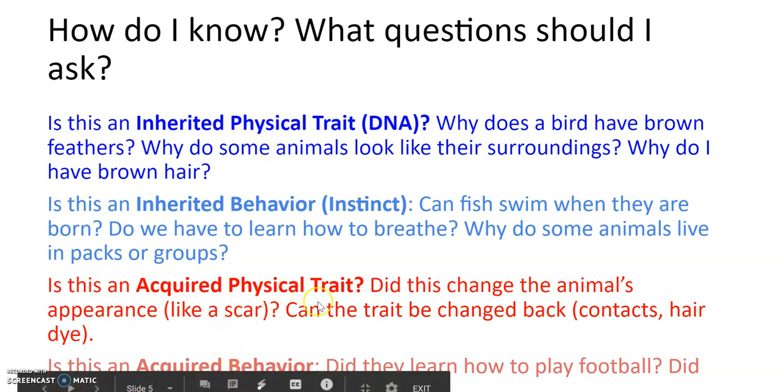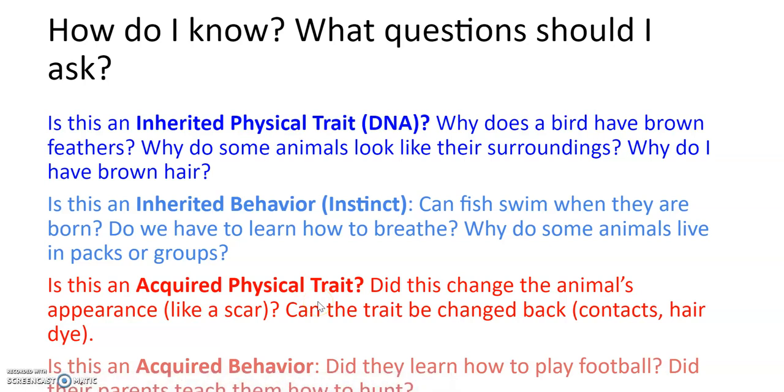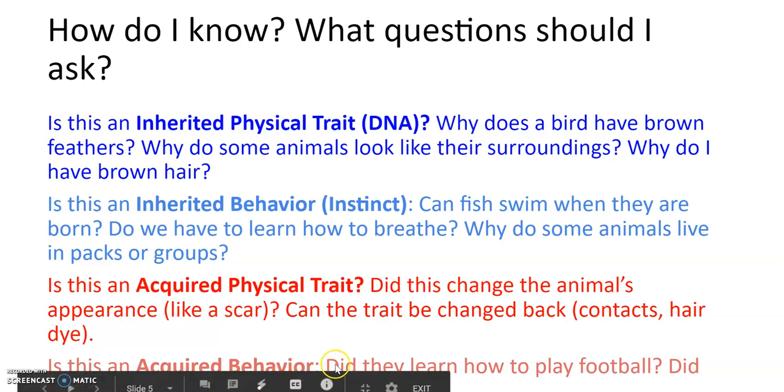Acquired behaviors have to do with whether they were learned or taught. Did I learn how to play football, or was I born knowing how to play football? Did my parents, or did an animal's parents, teach them how to hunt? If it's something that was taught to them or they watched and learned, it's acquired. If it's something that they were born with, it's inherited.